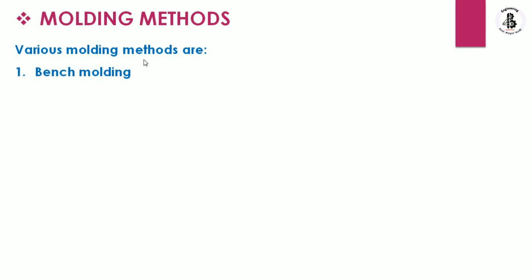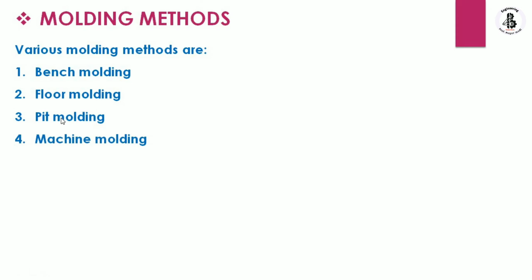The first one is the bench molding process. Second is floor molding. Third is pit molding, and fourth is the machine molding process. In machine molding, the first is the jolt machine. Second is the squeeze machine. Third is the combination of jolt squeeze machine, and last is the sand slinger.